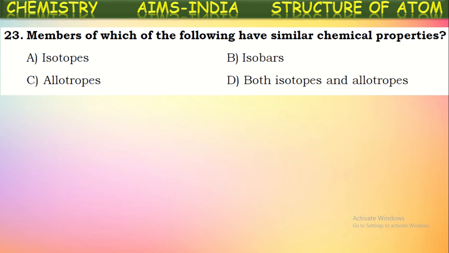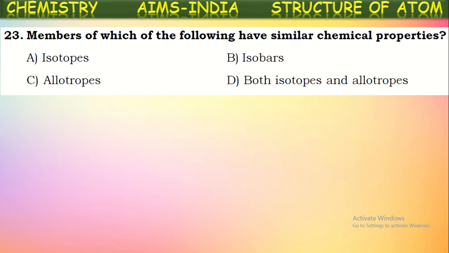Members of which of the following have similar chemical properties? Isotopes, isobars, allotropes, both isotopes and allotropes. Generally, isotopes of an element having the same atomic number, so their electron configurations will be the same, so they show similar chemical properties.